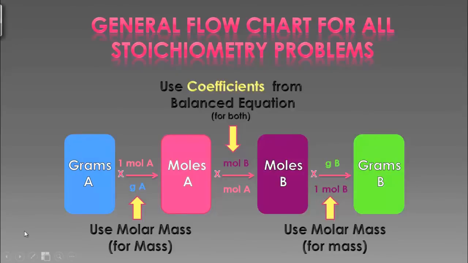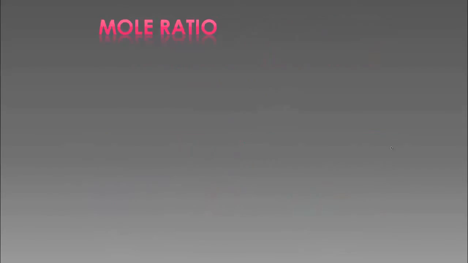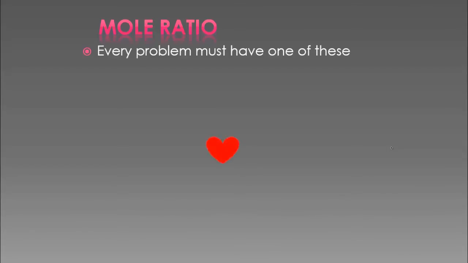So now what if we want to do number 4? Well, there's number 4 right in front of you. This is where we're going to start, and this is where we are going to end. We are going from mass of A to mass of B. So you can see in every problem, number 1, 2, 3, and 4, we had our mole ratio.